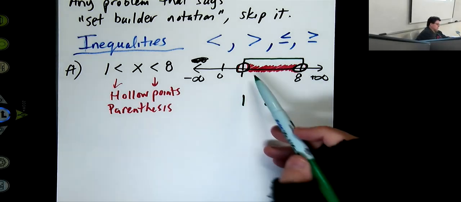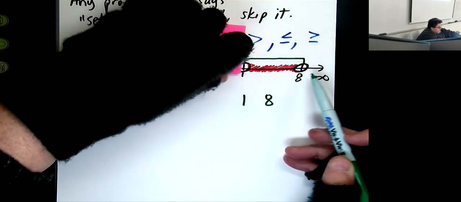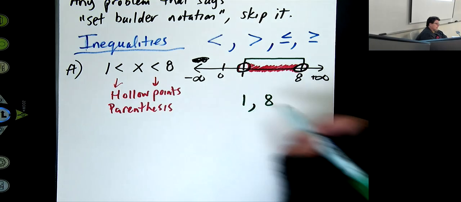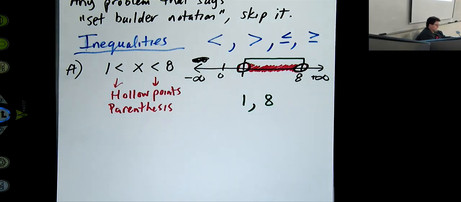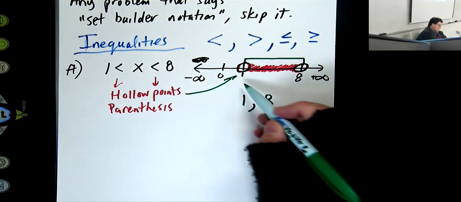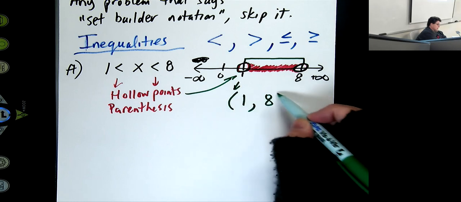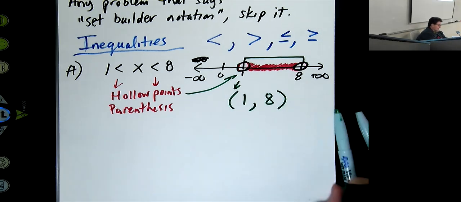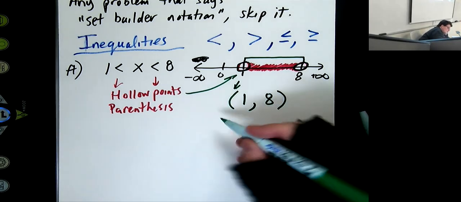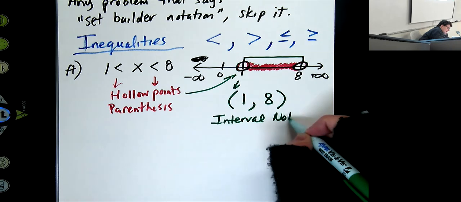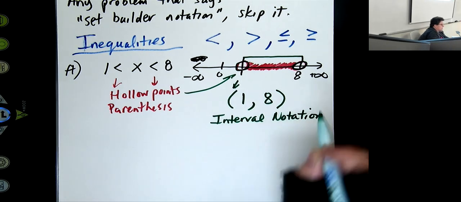So the first number I hit going left to right is 1. The last number I hit going left to right is 8. I'm going to separate those by a comma. And if these have hollow circles here, we are going to use parentheses. This is called interval notation. And I absolutely detest it.